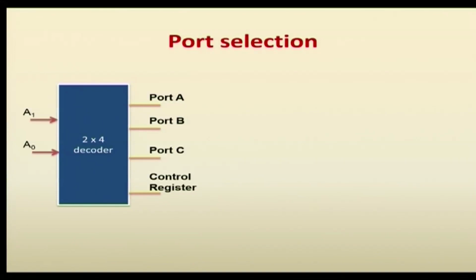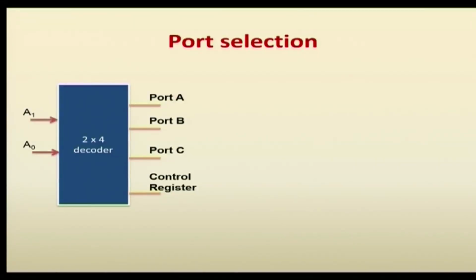We have discussed that 2 address lines are available, which are used to provide the port address for the 3 ports along with the control register. These 2 address lines are connected to a 2 cross 4 decoder, so automatically it provides 4 output lines. Among the 4 output lines, the first 3 lines are used for port A, port B and port C, and the last one is reserved for the control register.